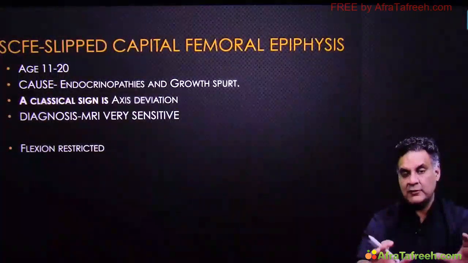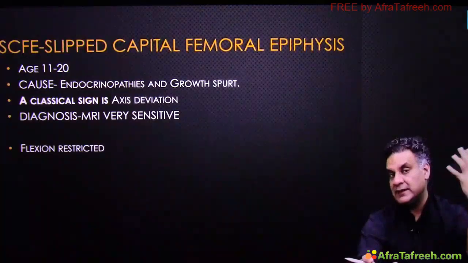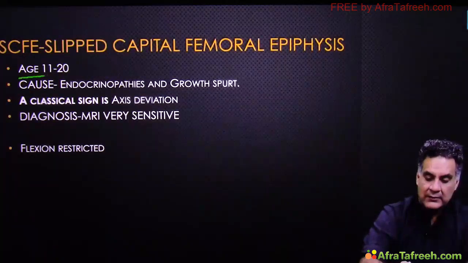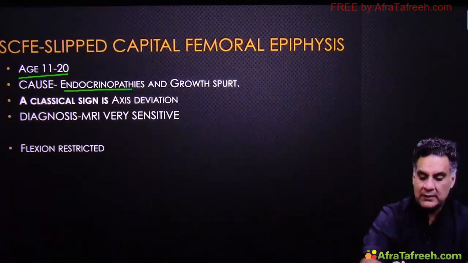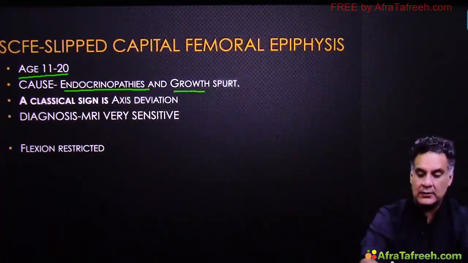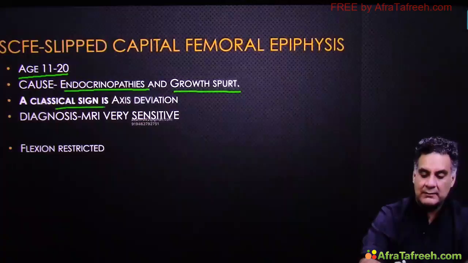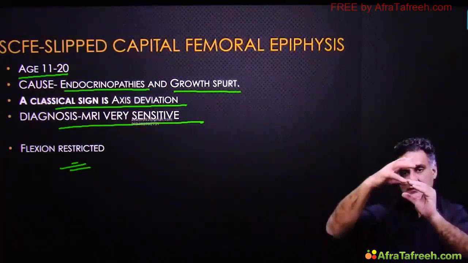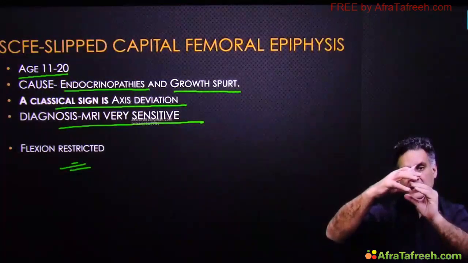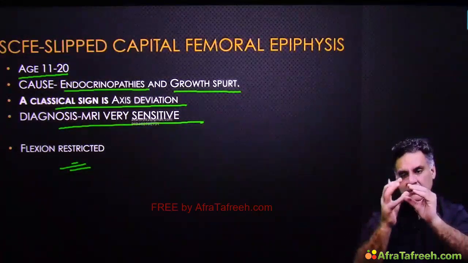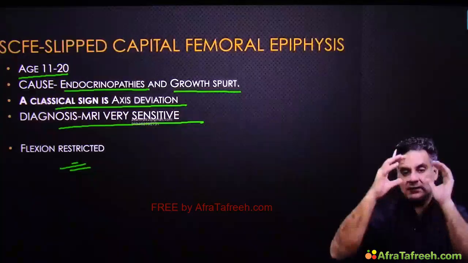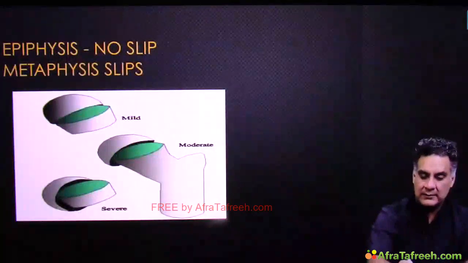Compared to it, a painful condition. Perthes is relatively painless. Slipped capital femoral epiphysis, age group 11 to 20, associated with hormonal imbalance like hypothyroidism and growth abnormalities. Classically, a painful axis deviation. MRI is the investigation of choice. Flexion is limited. If this is the metaphysis, this is the epiphysis. The name says slipped capital femoral epiphysis. Wrong. It is the metaphysis that moves. The epiphysis is stationary. So it's a misnomer.